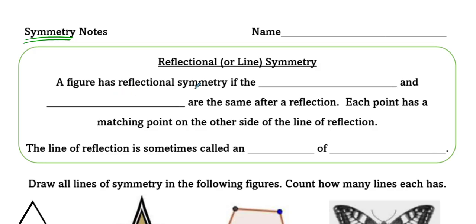So a figure has reflectional symmetry if the pre-image and the image are the same after the reflection. Each point has a matching point on the other side of the line of reflection. Line of reflection can also be called an axis of symmetry.